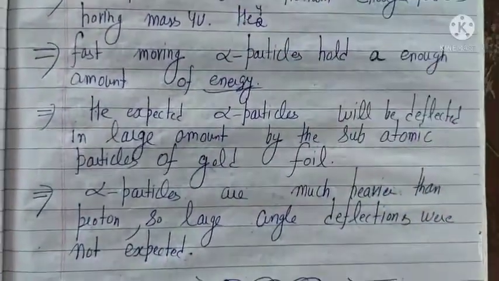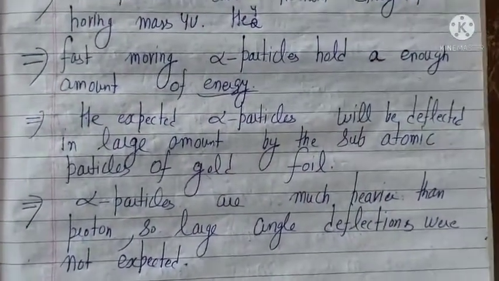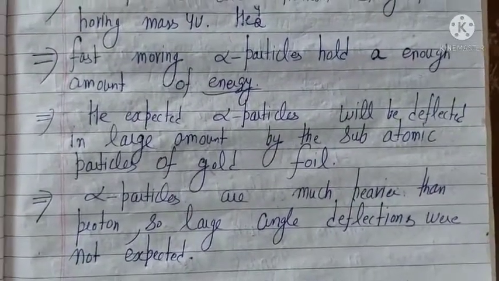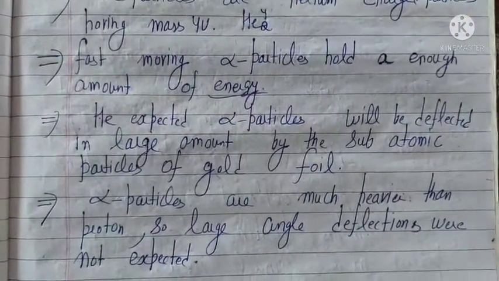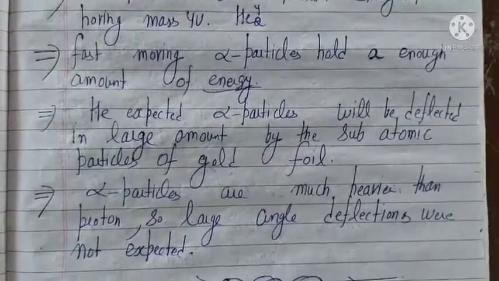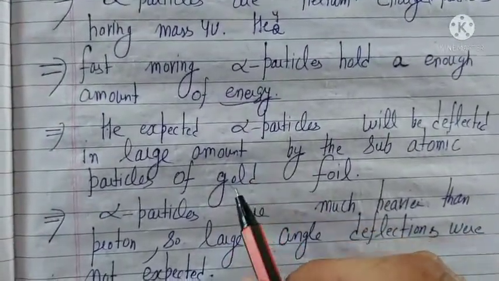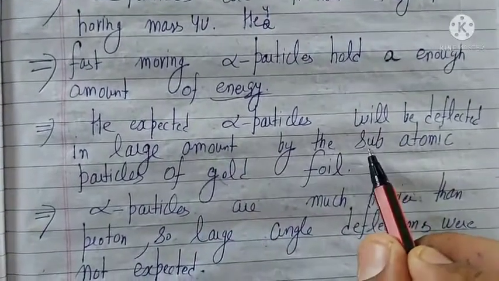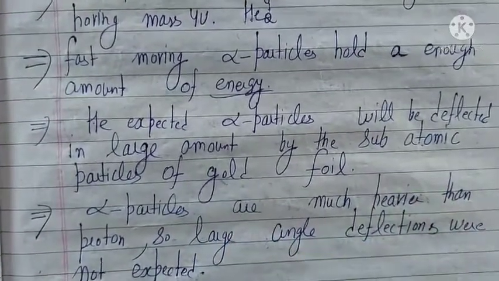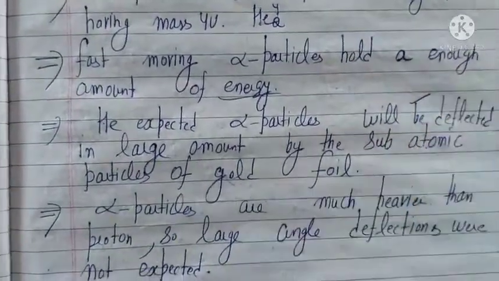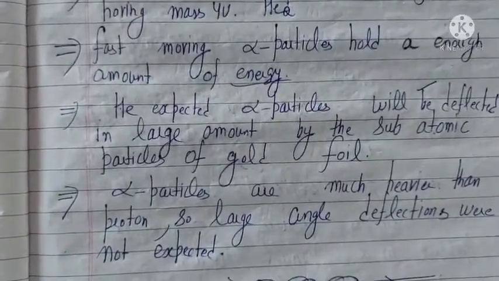So when they strike the gold foil, Rutherford assumed that there would be deflections in the alpha particles when they strike the subatomic particles of the atoms of gold foil. Gold foil also has atoms. So when these alpha particles strike the gold foil, that means they are going to strike the subatomic particles of the atoms of gold foil. And he expected large deflections. That was his expectation. But what really happened, we will discuss.